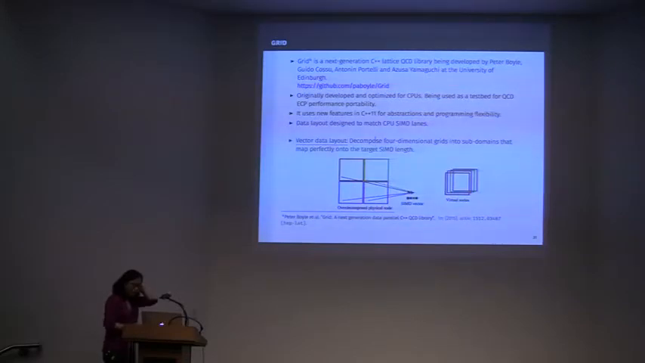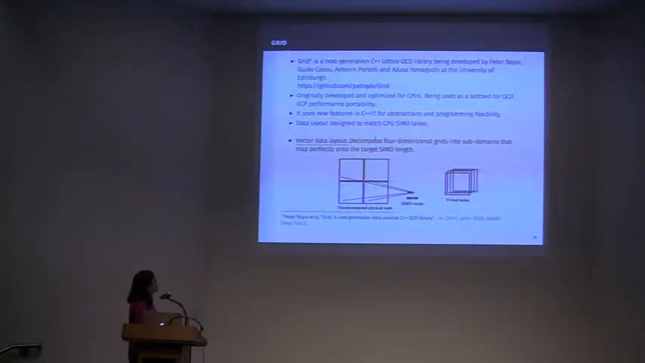The code base that we have used for this particular project is Grid. Some of you may have heard of it. Grid is a C++ lattice QCD library, still being developed by a group at the University of Edinburgh, in particular Peter Boyle. It was originally developed and optimized for various CPUs, including the Intel Xeon Phi architectures. Now it is being used as a test bed for the QCD exascale performance portability studies. It uses a lot of C++11 features for abstractions and high-level programming flexibility. One nice thing about Grid is that its data layout was designed to match the CPU SIMD lanes.